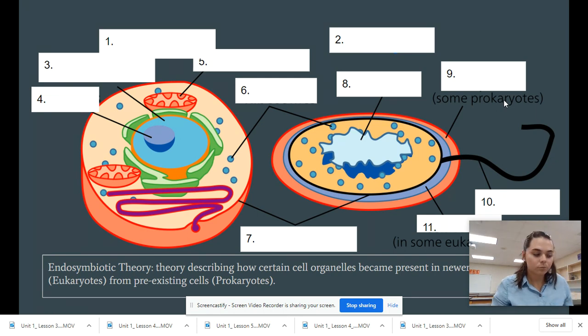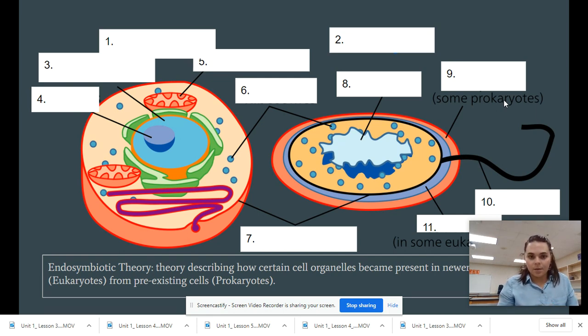the blanks as well. Okay, so with the endosymbiotic theory, this is a theory that describes how certain cell organelles became present in newer cells, such as eukaryotes, from pre-existing cells, such as prokaryotes. Okay, so cells have progressed from very simple structures to much more complex structures. And this happened from prokaryotes engulfing other cells. Okay, and then those organelles became a part of that cell. Okay, so let's go ahead and look at prokaryotes and eukaryotes.